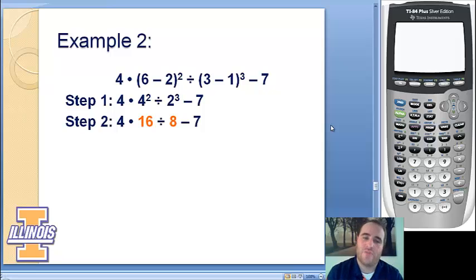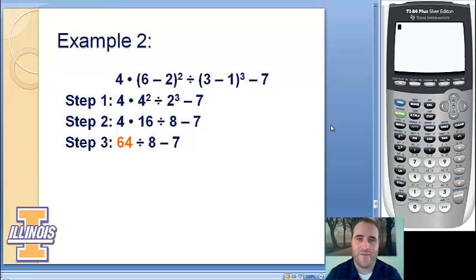So our next step is multiply or divide. So I start on my left-hand side, and I look from left to right. What do I see first? We have multiplication first. So we go ahead and we multiply. 4 times 16 is 64. Now, again, starting from the left, multiply or divide still, I see division, 64 divided by 8, and that is 8.